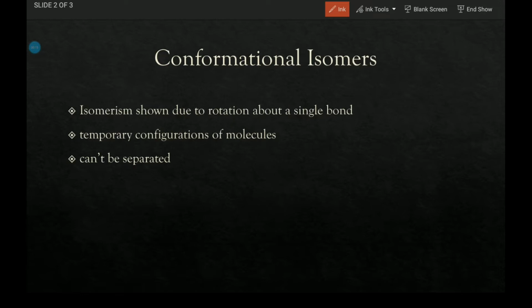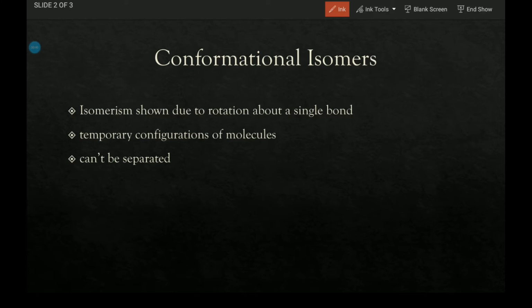Now a single bond is like a piece of thread. Anything and everything can be rotated about it. Similarly, the groups about a single bond can be rotated easily. Now this is a temporary configuration in molecules. These change at all times with the fluctuations in pH, temperature, etc. It can be anything, many factors. These cannot be separated because these are temporary configurations.